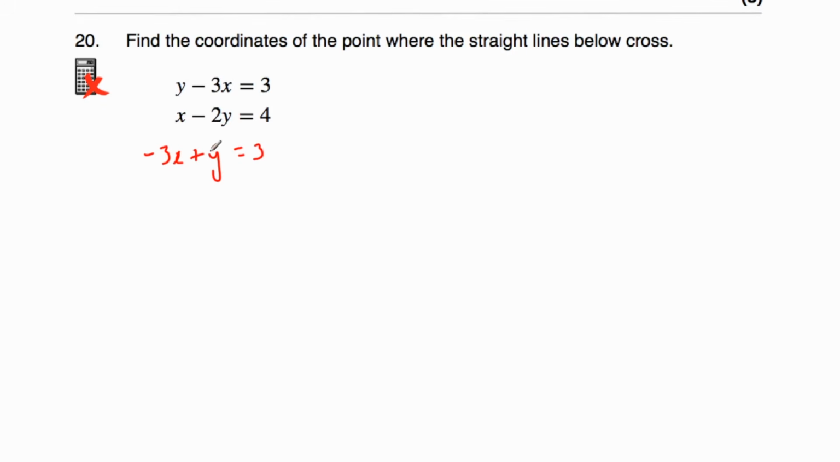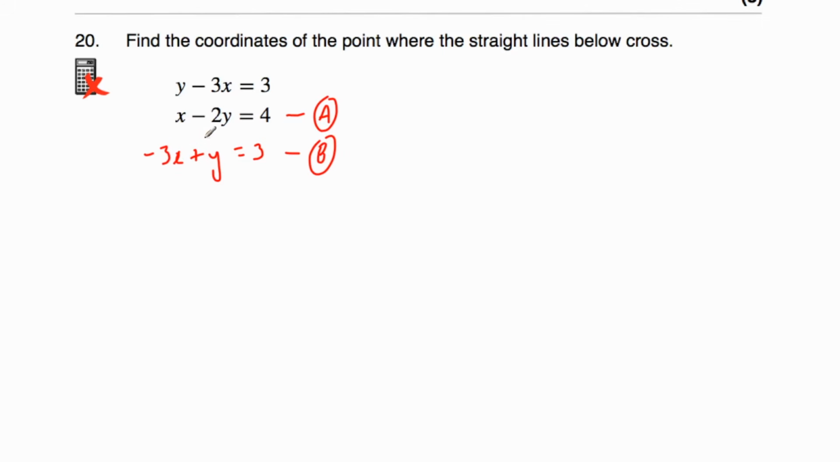So I've got minus 3x plus y equals 3, and I'm going to call this equation B, and the x minus 2y equals 4, A. So we've got equation A, and we've got equation B beneath it, which is what we got after we rearranged the top one. Now we've got two equations, A and B, so we've got x minus 2y equals 4, and minus 3x plus y equals 3. So what I'm going to do now is multiply equation B by 2.